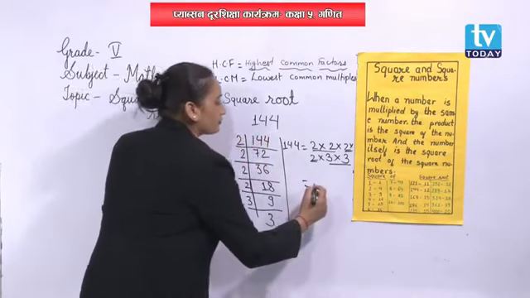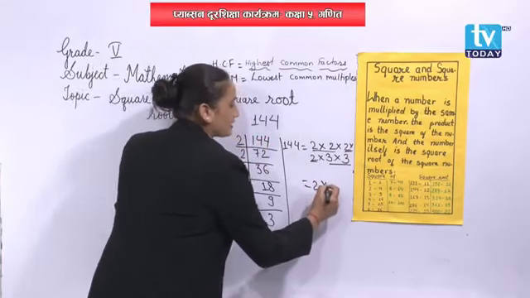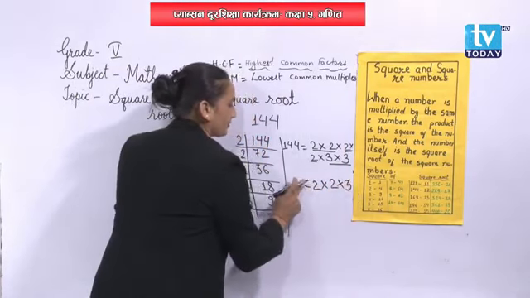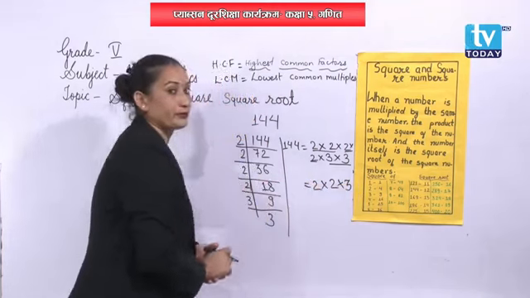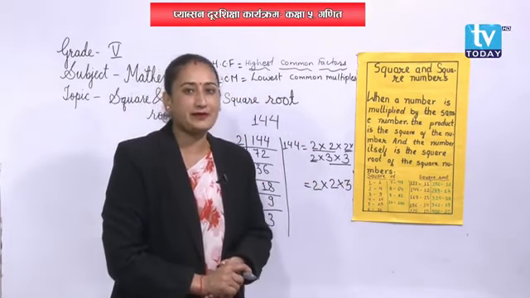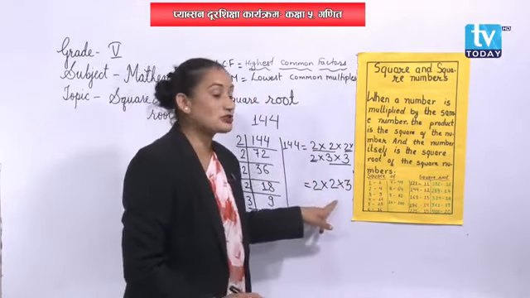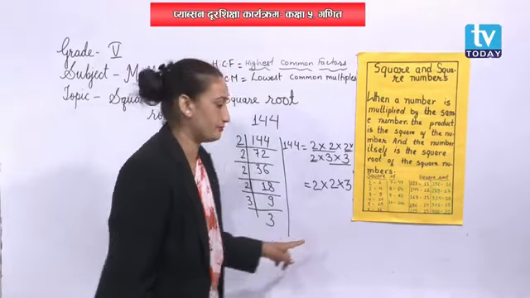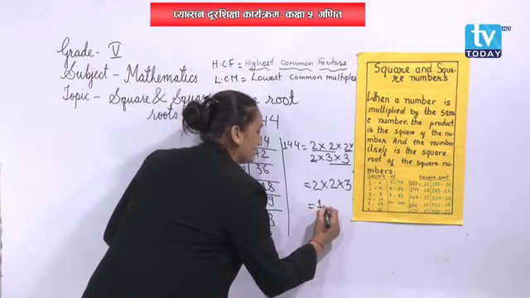First pair is of 2. Second pair is again from 2. And third pair is from 3. Okay. So now can you multiply it? 2 times 2 is 4. 4 times 3 is 12. So can we write here?